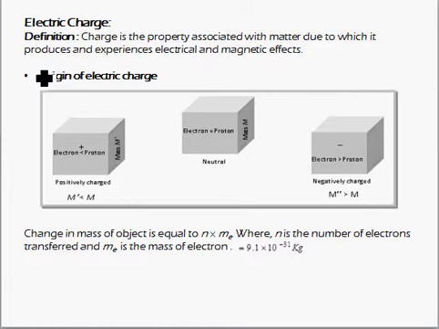Electric charge. The basic definition of electric charge is that charge is the property associated with matter due to which it produces and experiences electrical and magnetic effects. What do we mean by this? This is the intrinsic property of matter due to which the object produces either an electric field around it, or when the charged particle is in motion, it produces a magnetic field.